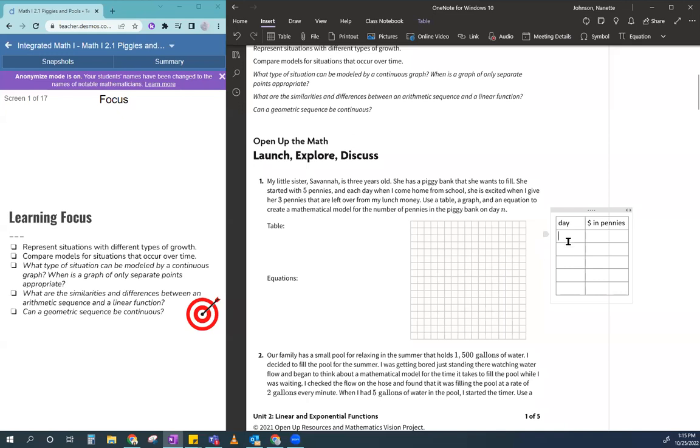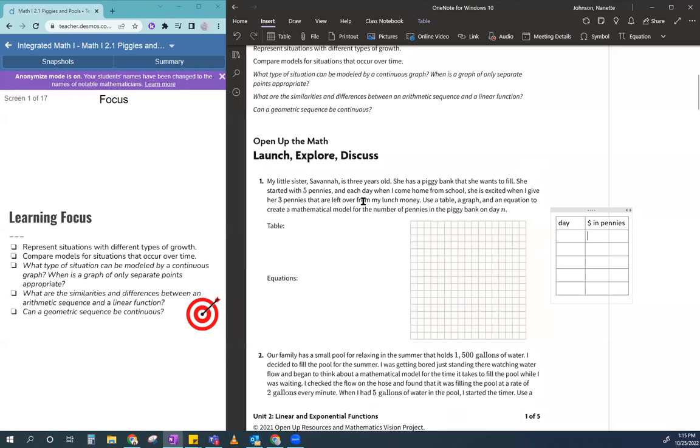Okay, so my little sister, you all follow me so far on this? What would I fill out on my table right now? What's something that I could fill out on my table right now? Maybe for where it says N pennies, maybe put 5 pennies, because it says she started with 5 pennies.